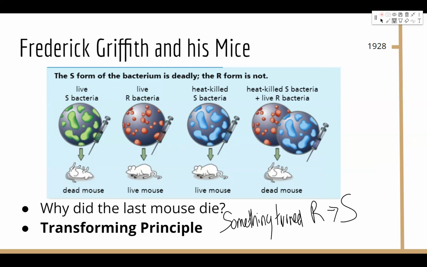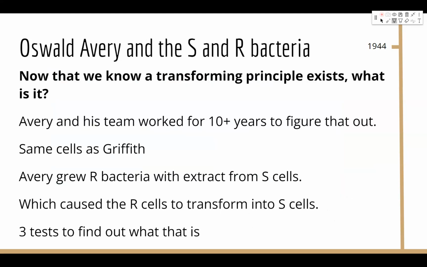And it took a lot of time to figure it out. That last Frederick Griffith, he was doing this stuff in 1928. Our next leap is to 1944. So a little over 15 years later, we've got Oswald Avery, and he used the same bacteria that Frederick Griffith did, but he did something else with them. He used 3 tests to figure out what the transforming principle was.